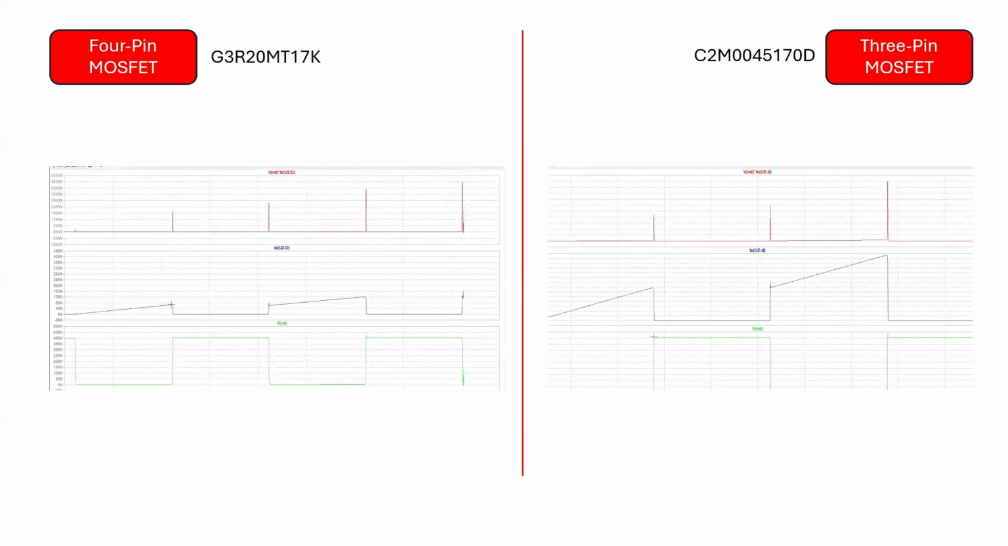According to simulation results, the conduction loss of the 4-pin G3R20MT17K MOSFET is approximately 20.71 kilowatts, whereas the conduction loss of the 3-pin C2M0045170D is estimated to be 22.69 kilowatts under the same operating conditions.